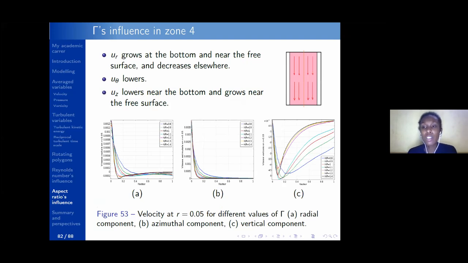And in the last zone, the inner zone with downward flow, the radial component of velocity grows near the bottom here and near the free surface too, and it decreases in this region. The azimuthal component lowers and the vertical component lowers near the bottom and it grows near the free surface.